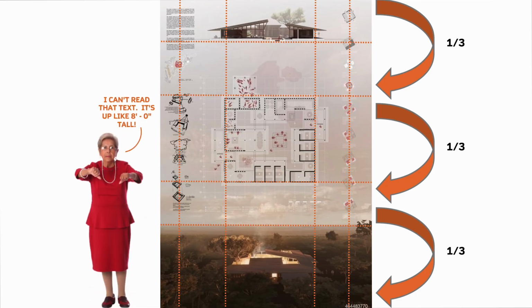However, there's an issue here. This board is probably massive. If it's printed out, my bet is that it was actually printed out. Even me at 6'4", I would not be able to read that text. I would have to take a photo on my phone and zoom into it. So be very careful about where you place your text on a board, especially if it's printed.